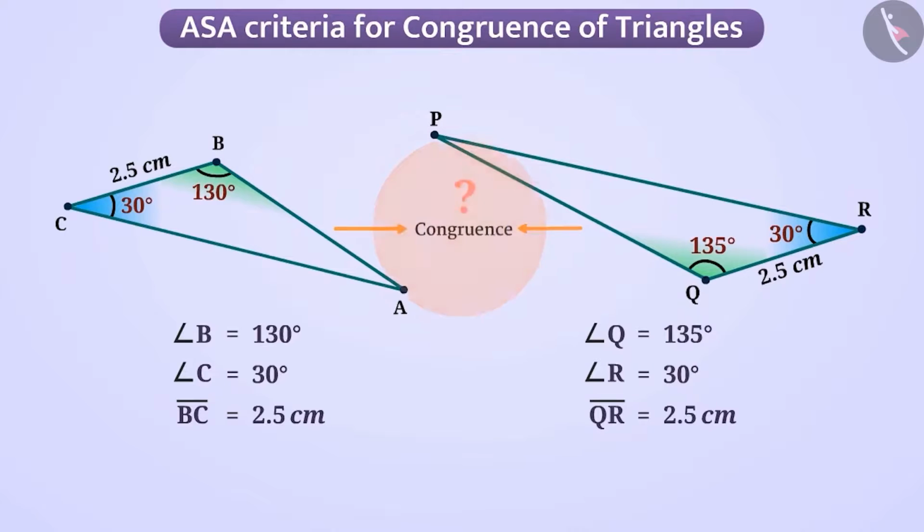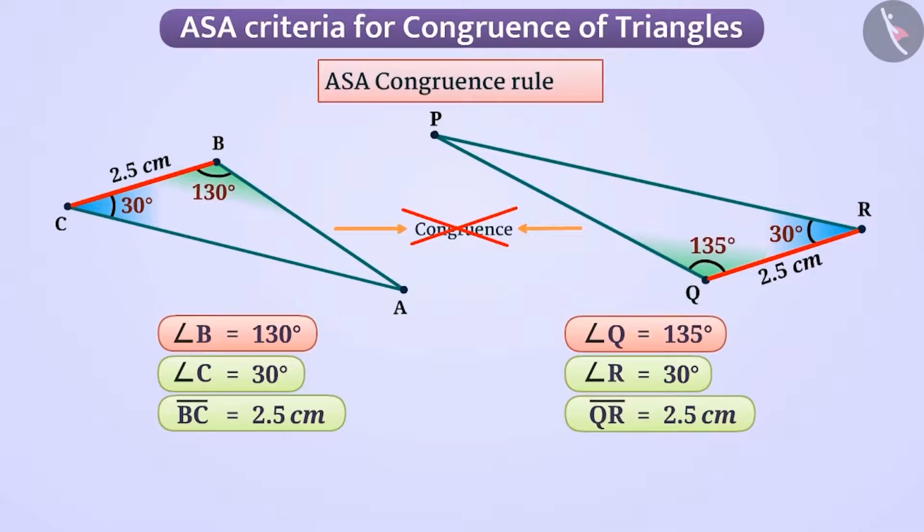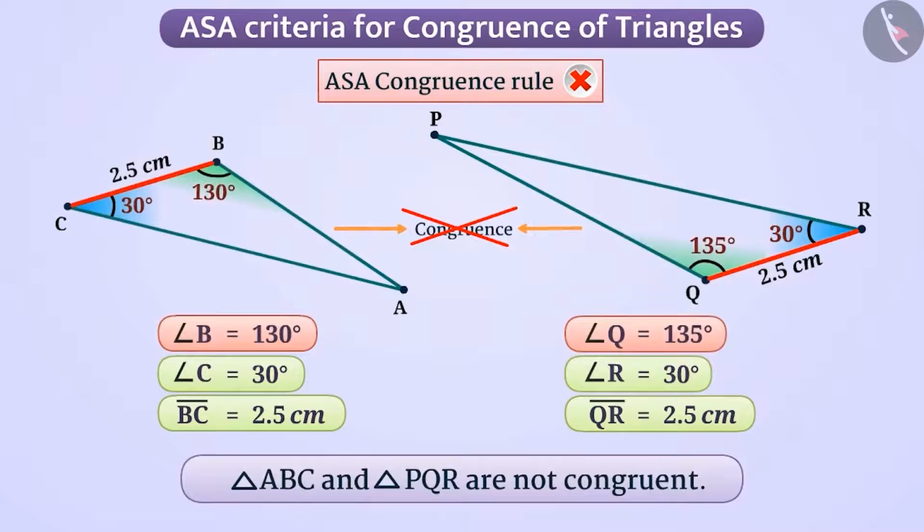Absolutely right. We cannot call them congruent because, although angle C is equal to angle R and side BC is equal to side QR, angle B is not equal to angle Q, which means we cannot use the ASA criterion here. Therefore, both triangles are not congruent. Even if we place one triangle over the other, no matter how well adjusted it is, they will not cover each other completely and exactly. This verifies that they are not congruent.